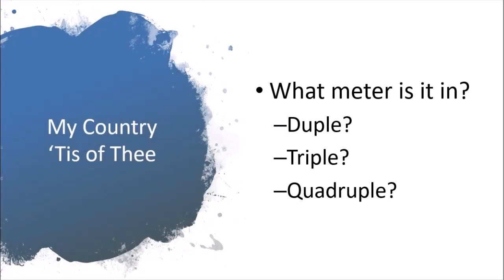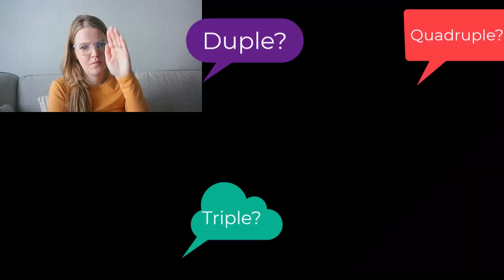So let's try it out. If I play the song My Country 'Tis of Thee, which meter do you think it is in? Well, I suggest starting with 1 and trying it out. If it doesn't feel right, try another. A big clue is the lyrics. Have courage. Here we go.